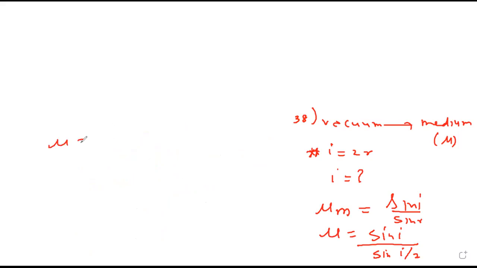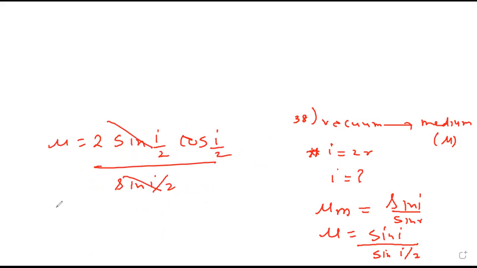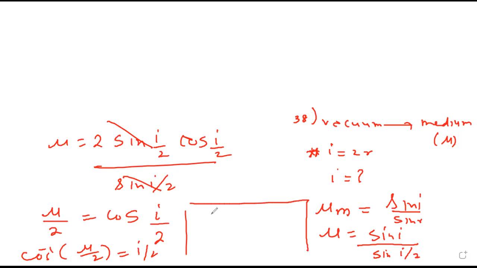That means mu, I can write as 2 times sin i by 2 cos i by 2 upon sin i by 2. Sin i by 2 cancels. So mu upon 2 is cos i by 2. So cos inverse mu upon 2 is i by 2. That means i is 2 times cos inverse mu by 2. That is option B.